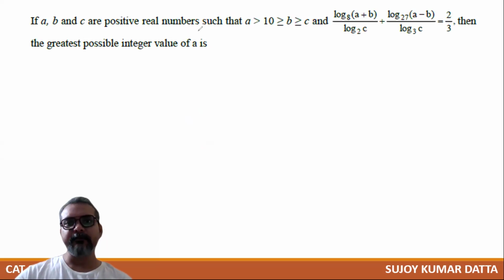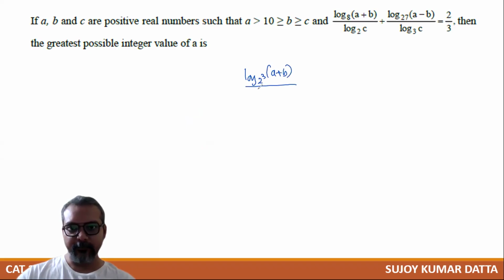So a, b, c are positive real numbers satisfying this condition. And now we have something in terms of log given. Observe that in the numerator, you have log base 8, in the denominator is log base 2, and 8 is 2 cube. So expressing everything in terms of log base 2, there. Just doing the first term, this will become 1/3 of log of a plus b base 2.